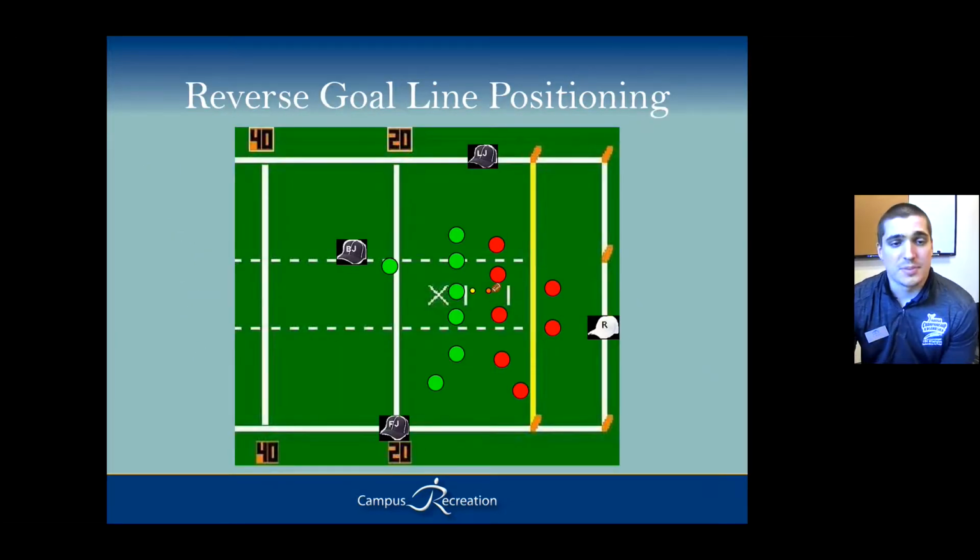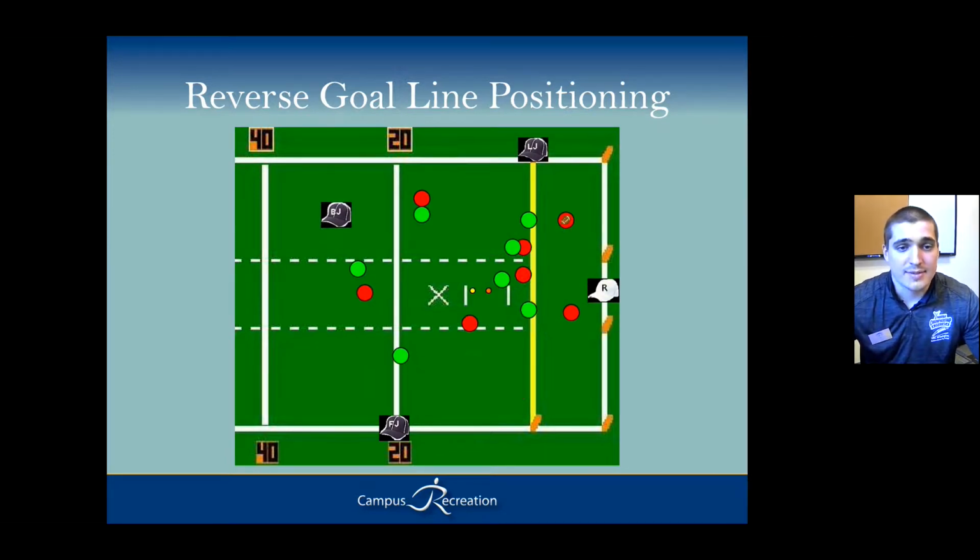So reverse goal line positioning, that is when, so the red is on the offense and the green is on the defense, and they're going the opposite way. So you'll see the referee behind them. The field judge is on the zone line to gain there, so at the 20, and the line judge will remain on the line of scrimmage like normal.